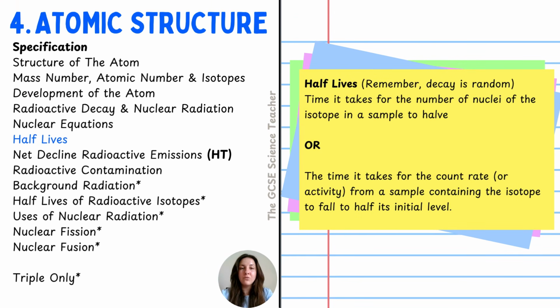Half-lives. Remember, decay is a random process. So a half-life is the time it takes for the number of nuclei of an isotope in a sample to halve, or the time it takes for the count rate or the activity from a sample containing the isotope to fall to half its initial level.